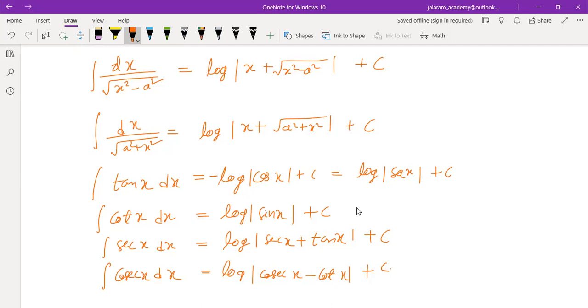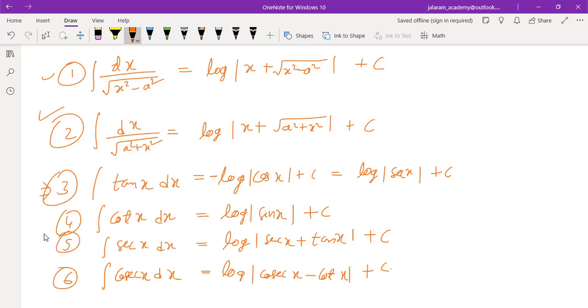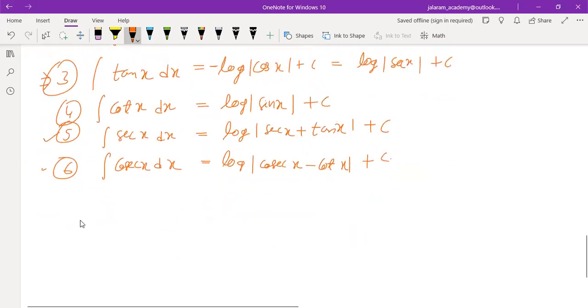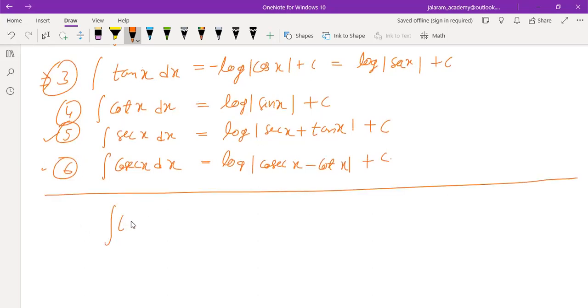So remember, if you want to prove all these formulas, these all are very important. So let's start by proving formula number 3 first of all, as these two formulas will use the result of the 5th and 6th. So how to prove that integration of tan x dx equals minus log cos x? Any guess?